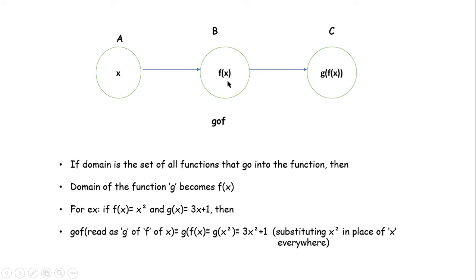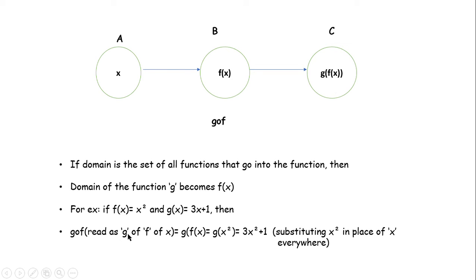Now mathematically, if f of x equals x squared and g of x equals 3x plus 1, how will you represent g of f? It is read as g of f of x. This is g of f of x. So how will you compute the composition of the two functions f and g mathematically? g of f means g of f of x.